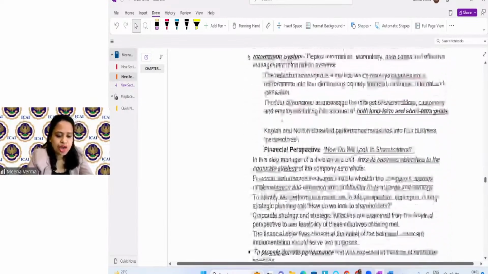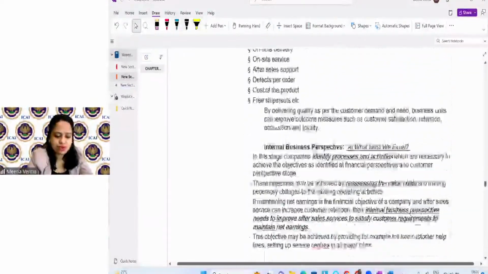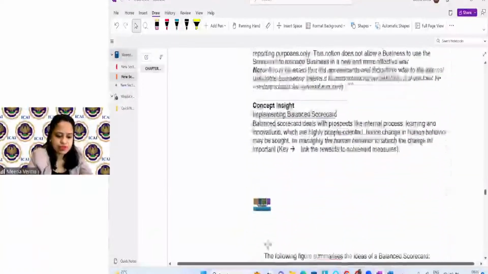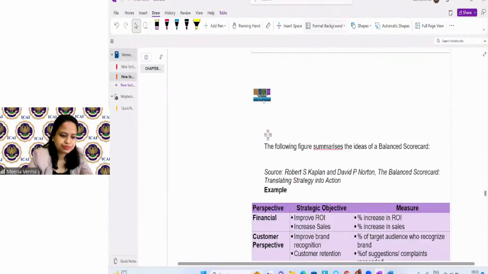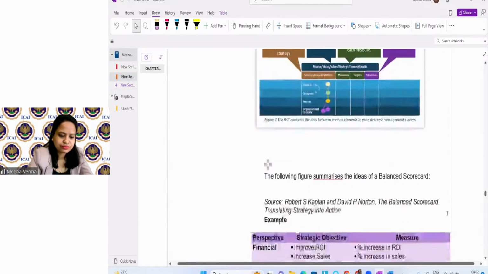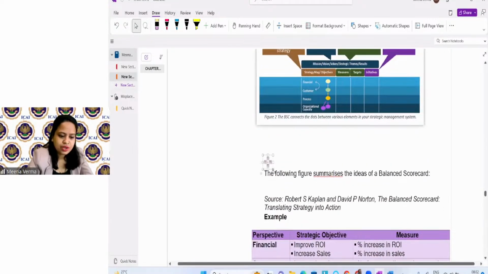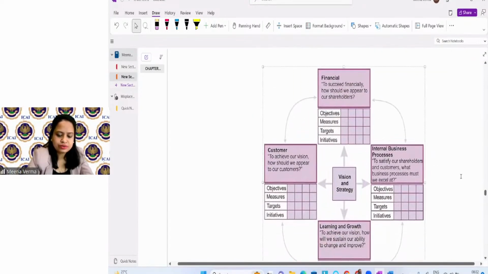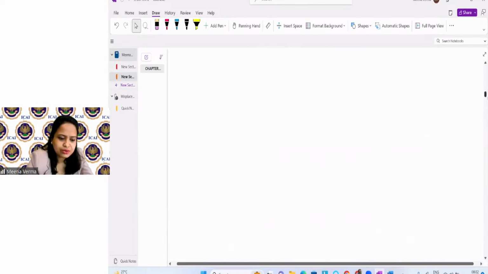So the balanced scorecard is the first topic which I want to cover. Okay, the balanced scorecard is the first topic which I want to cover here. Now, what is the balanced scorecard? Okay, see, from where I'm starting, give me one minute. Let me try to explain to you where I'll be starting.